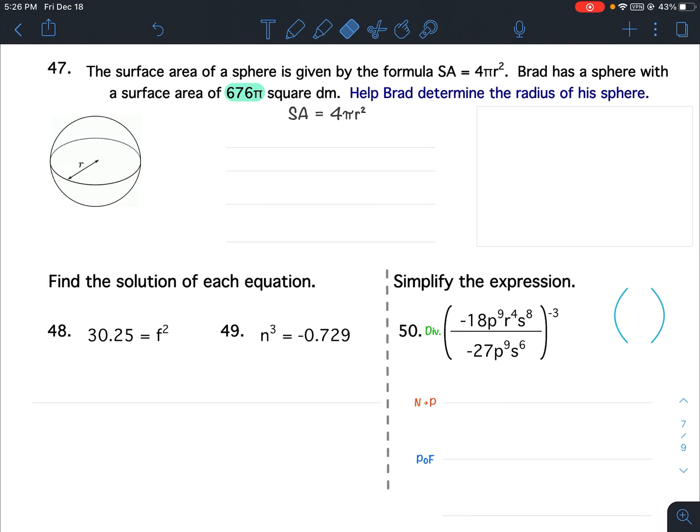Scientific Notation and Linear Equations, Lessons 4 through 7 review. Questions 47 through 50. These 4 questions are review questions from previous tests, so you've already been tested on it. You should already know how to do these, so I'm going to go through them quickly.